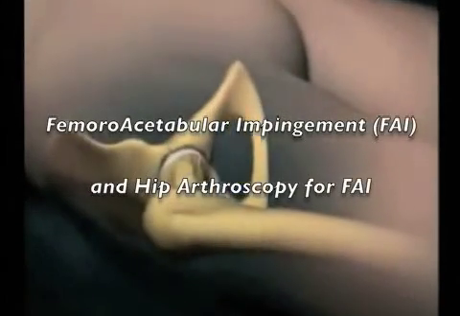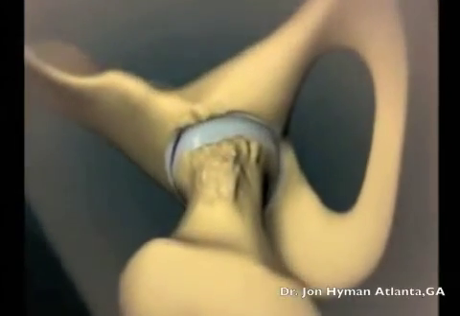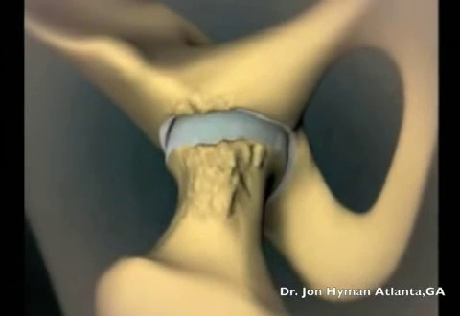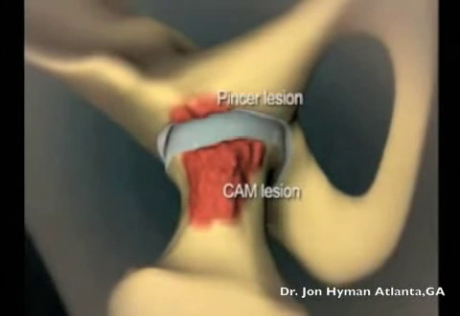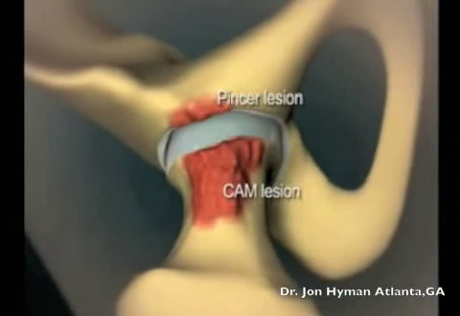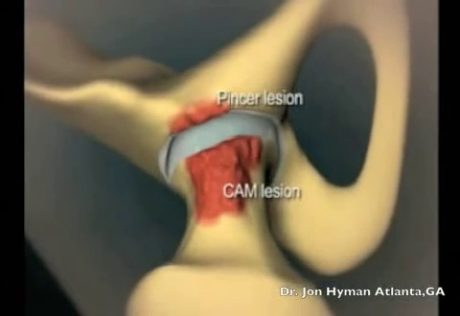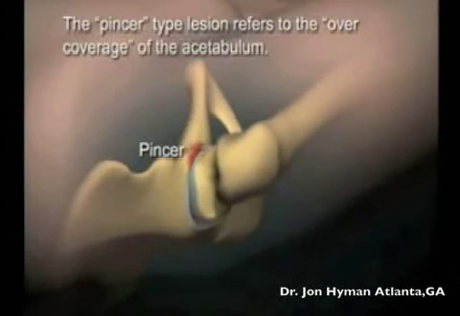Describe pathologic condition that can lead to painful cartilage injury, labral tears, and arthritis. Impingement can occur as a result of femoral-sided impingement, known as cam impingement, acetabular rim impingement, also known as pincer impingement, or a combination of both. The pincer-type lesion refers to the overcoverage of the acetabulum.